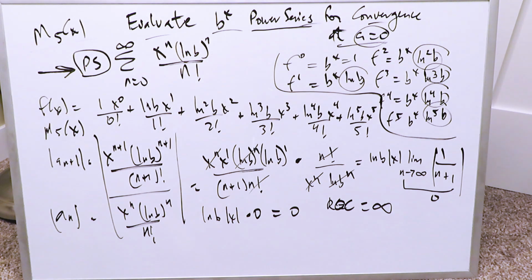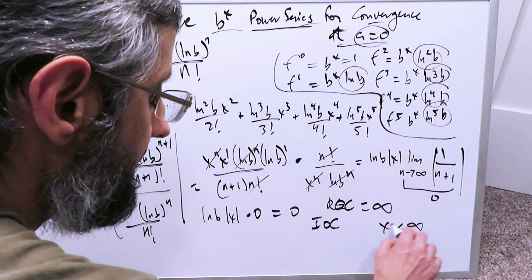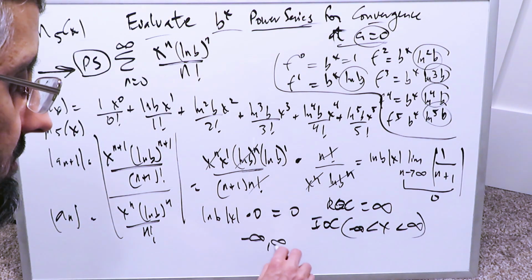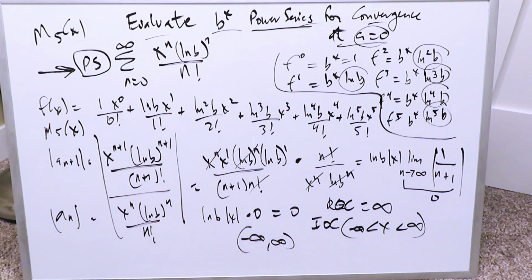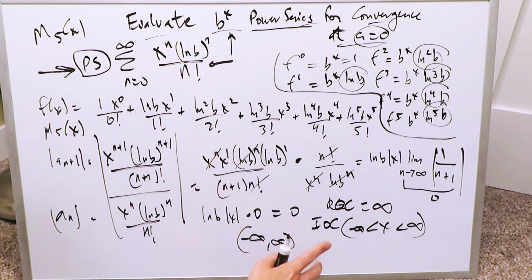If you have a radius of convergence equal to infinity, meaning your power series is convergent for all values of x, you have an interval of convergence which looks like this. X is less than infinity, greater than minus infinity. Or you can write it as minus infinity to positive infinity, and that right there would be your answer. You can verbalize everything by saying that this power series right here, which represents b to the x in a power series form, is convergent for all values of x. Radius of convergence infinity, interval of convergence right over here, and you're done.